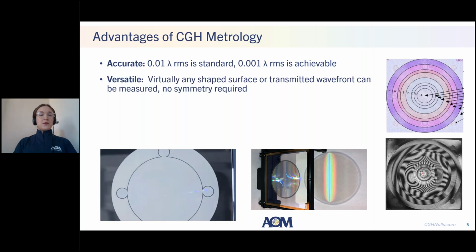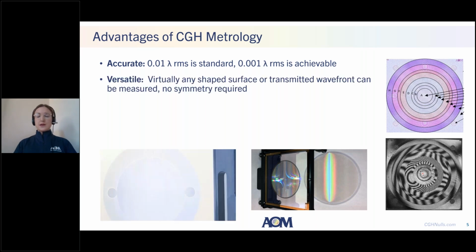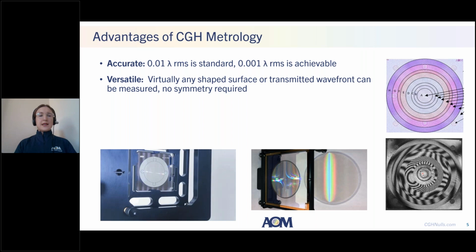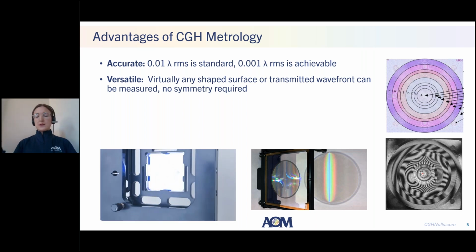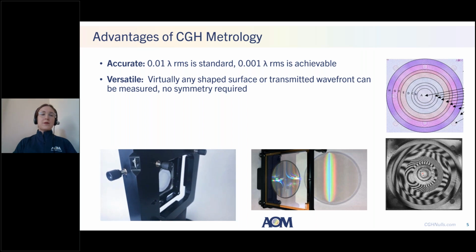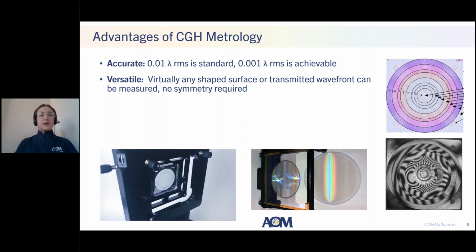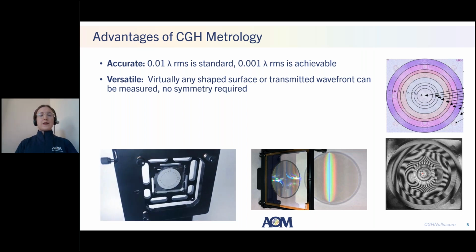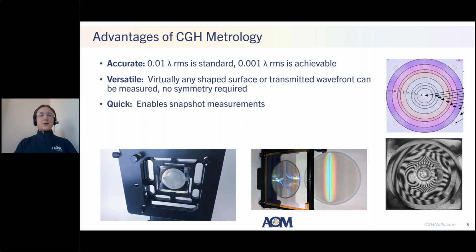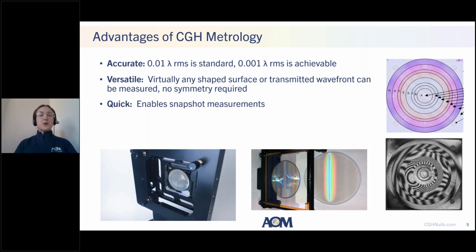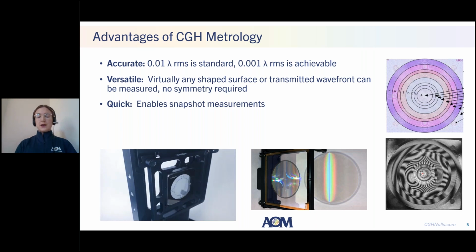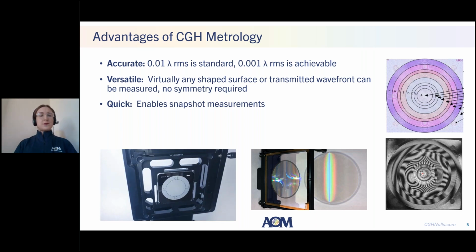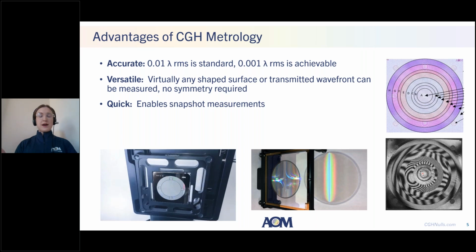It's also beneficial in that it's very versatile. A CGH can be used to measure any type of surface. Rotational symmetry is not necessary, so CGHs are becoming more and more common in measuring things like freeform optics. Another benefit to the CGH metrology solution is that it's quick. Once the test optic is aligned to the CGH, you get a full surface measurement in one shot.